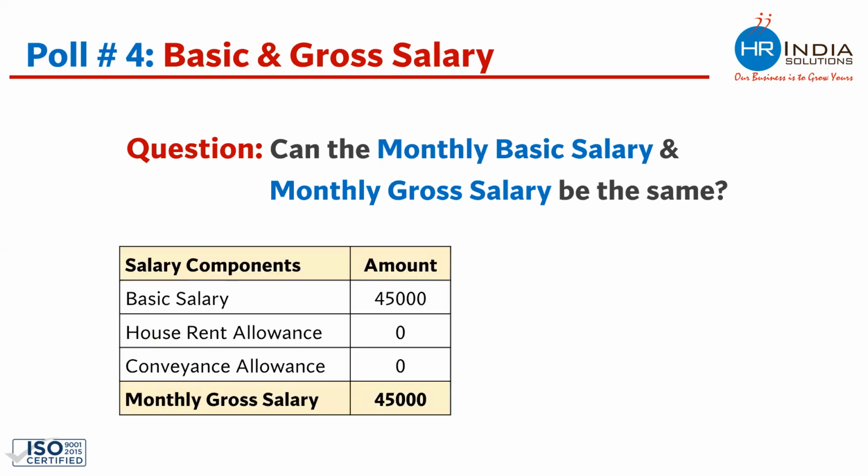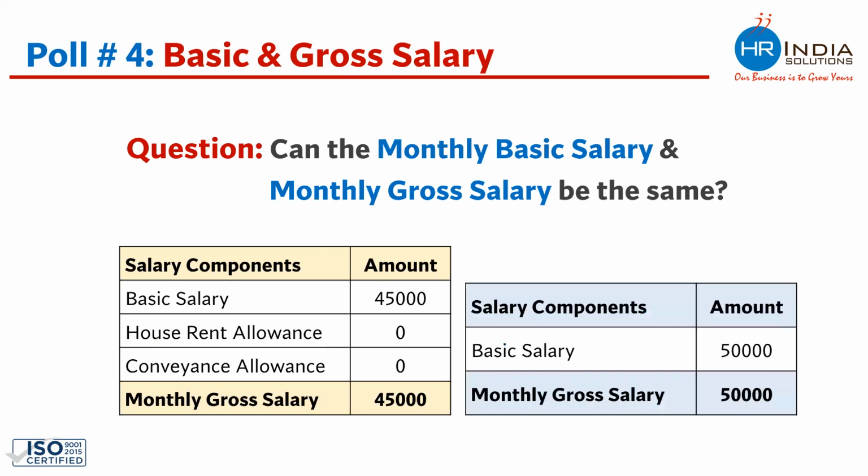There is one company who is giving offer letter like this. Basic salary is 45,000, HRA is 0, conveyance is 0, and the monthly gross salary is also 45,000, which is same as basic salary. There is another company who is giving offer letter like this. Only basic salary is there and there is no other allowances. The question is, can the monthly basic salary and monthly gross salary be the same? Are both the salary structures which are flashing on the screen legally correct or not?